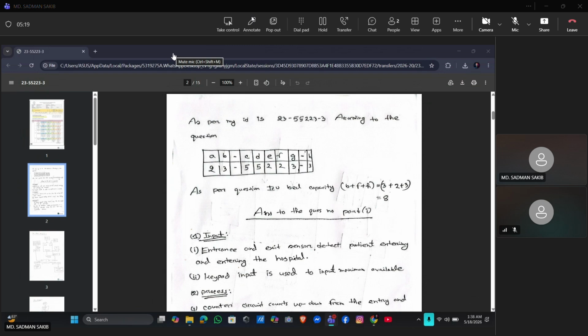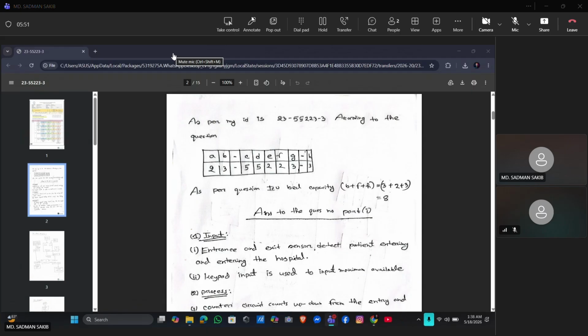Today I am going to present my digital logic circuit project titled ICU bed monitoring system. The project is designed to monitor ICU bed availability automatically using digital logic circuit. The system counts patients entering and leaving the ICU and displays whether beds are available or full. The project includes counters, sensors, comparators, 7-segment display, timers, and efficient design.